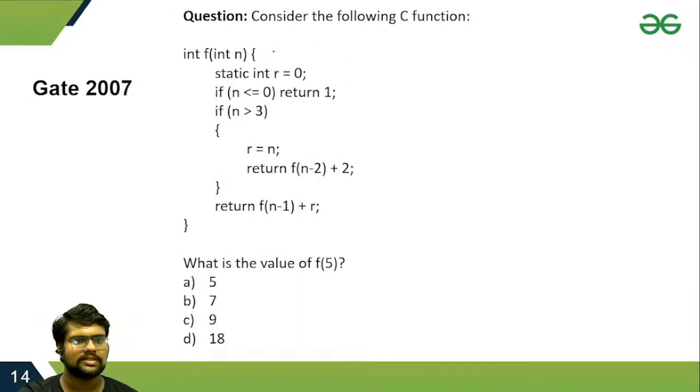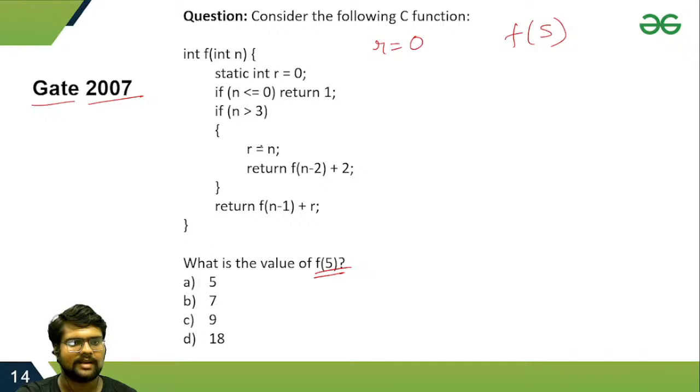So in this question, we have a C function and we have to return the value of f of 5. This question was asked in GATE 2007. Okay, so we have the value 5 there. And we have a static variable r whose value is currently 0. When 5 is greater than 3 is compared, then r is set to n. So r will be 5 and then it will call f of 3. Okay, and in this result we will add 2. Okay, now when f of 3 will be called, again r is static, so it will be 5.